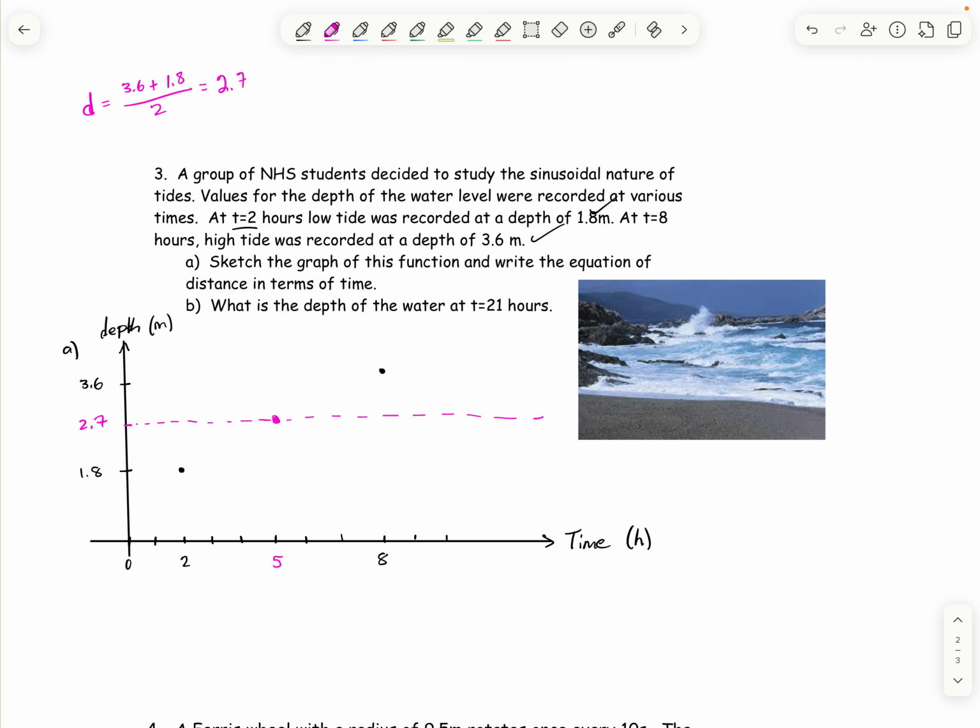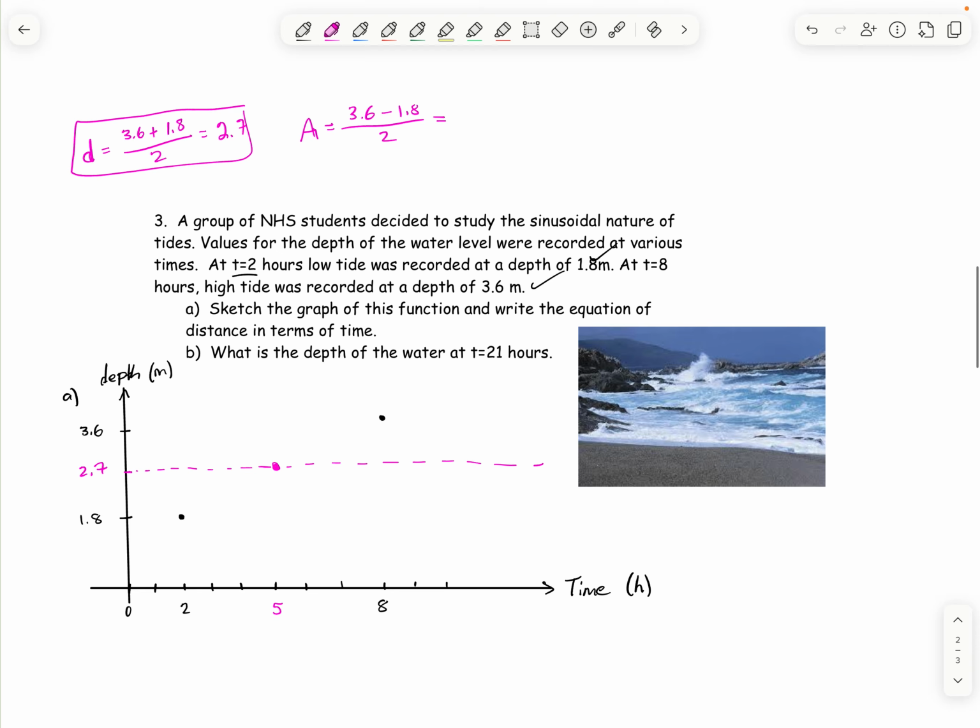Just, it's a good skill to know that. Just a good piece of knowledge. Okay, so the amplitude is going to be, so we got D. The amplitude is going to be 3.6 minus 1.8, divided by 2. So this is going to be 1.8 divided by 2, so 0.9. Again, this distance right here, you can see it's also 0.9.